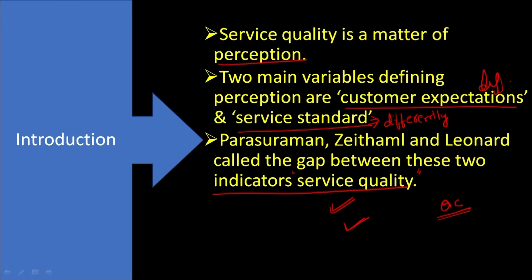I told you in the starting itself that one person may perceive it to be very good, another one exceptional, third may be very average. Why? Because their expectations were different. They have perceived the service which was delivered to them also differently. Now, it is a gap between these two.